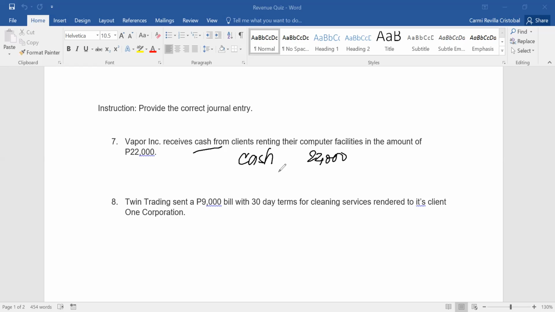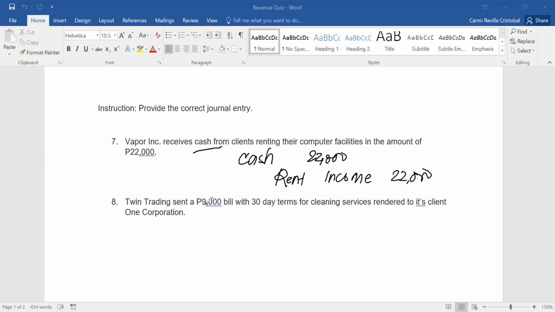22,000. Okay, and then you're gonna credit what? What kind of income? Rent income. Very good. 22,000. So, ayan ang entry natin for number 7. Let's go to number 8.